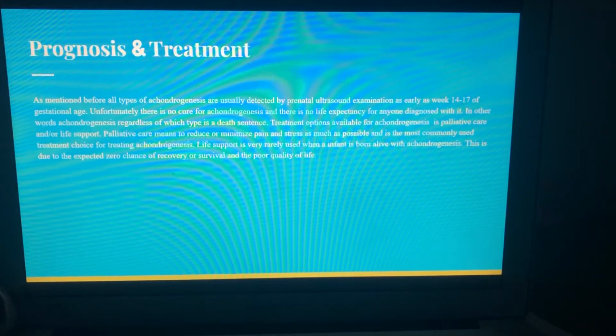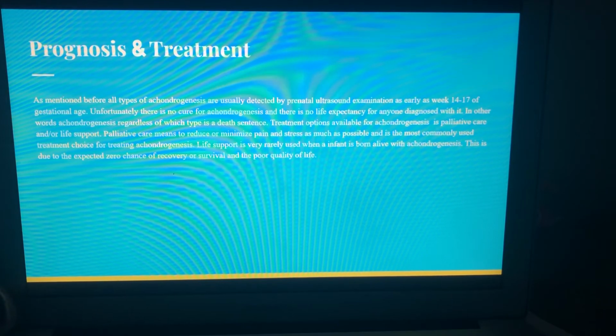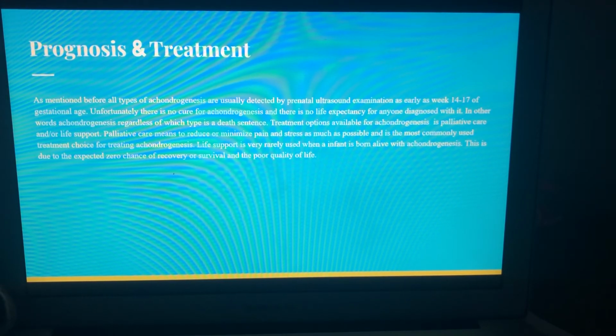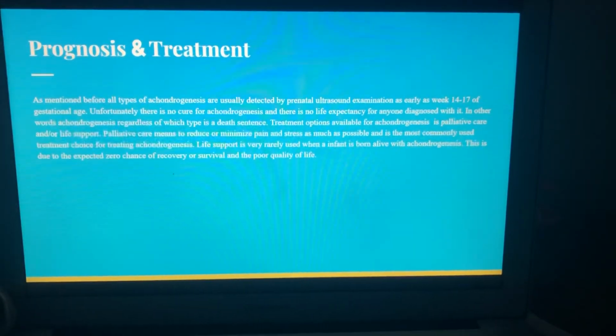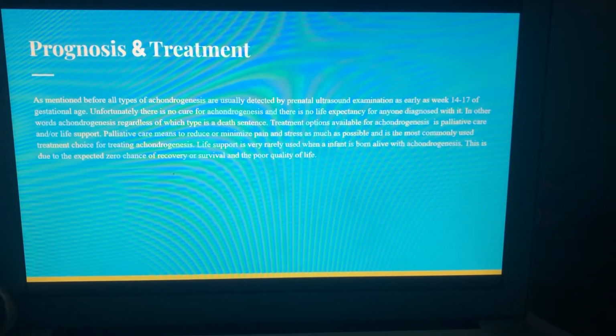So, prognosis and treatment. As mentioned before, all types of achondrogenesis are usually detected by prenatal ultrasound examination as early as week 14 to 17 of gestational age. Unfortunately, there is no cure for achondrogenesis, and there is no life expectancy for anyone diagnosed with it. In other words, achondrogenesis, regardless of which type, is a death sentence.